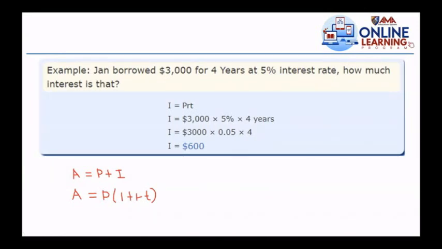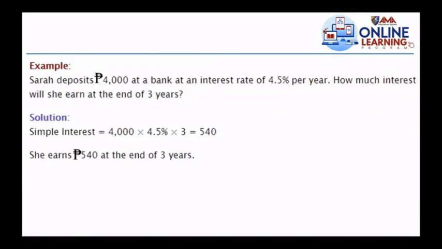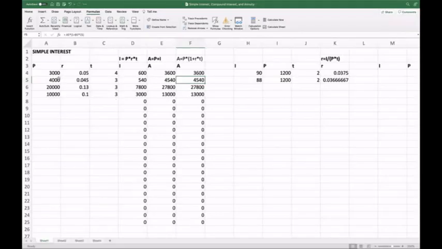let's have another example. Sarah deposits 4,000 at the bank at an interest rate of 4.5% per year. How much interest will she earn at the end of 3 years? Okay, so again, PRT, right? So the P is this one, the R is this, and then this one is the T. Using calculator or manually, you get this one, 540. So what is the A? 4,540.